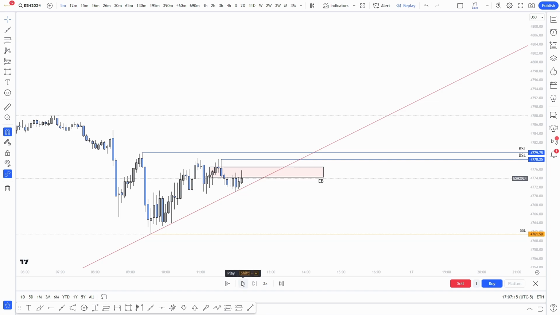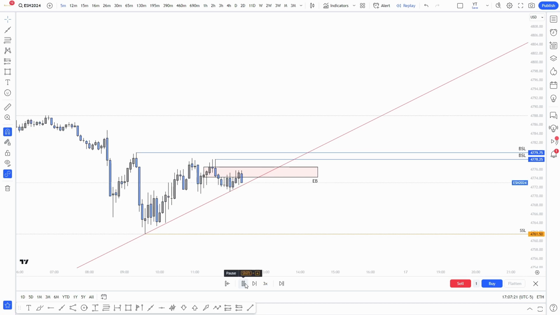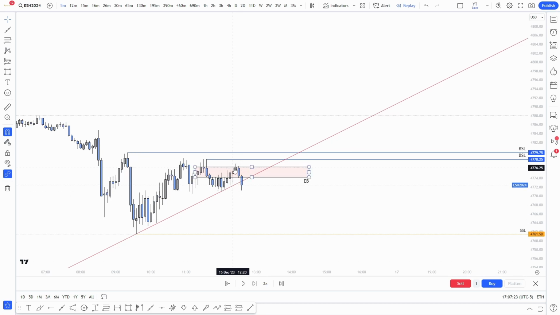Notice how we're getting these slight rejections, struggling to get a close above this range. Let's play this out. Notice how we can't get a body close above this range, right? So instead of taking the equilibrium block entry, wait for the trend line breakout and have 100% confirmation that this trade is going to work out.